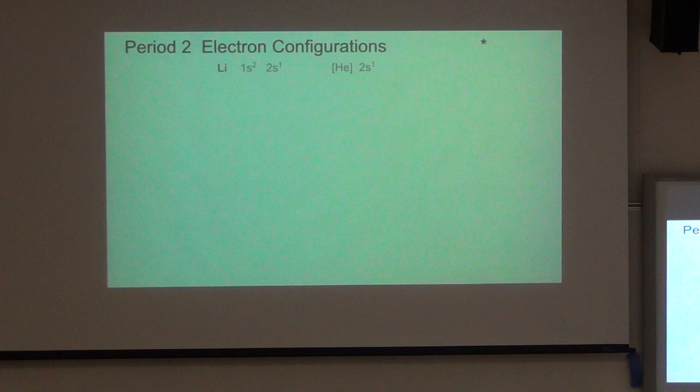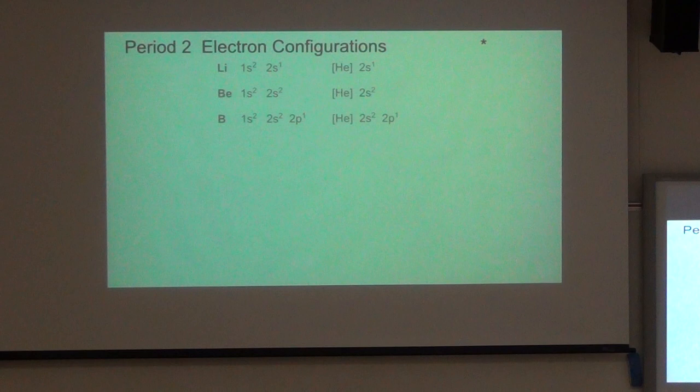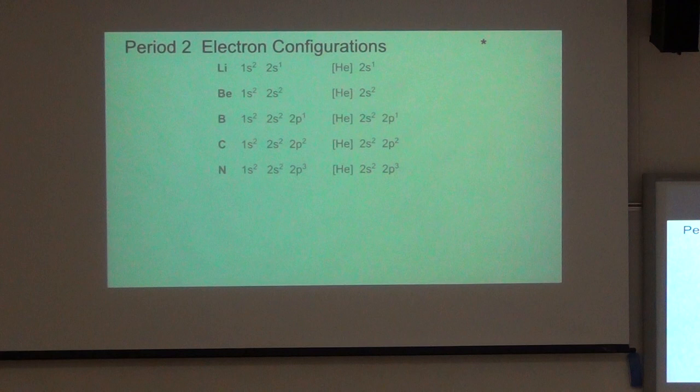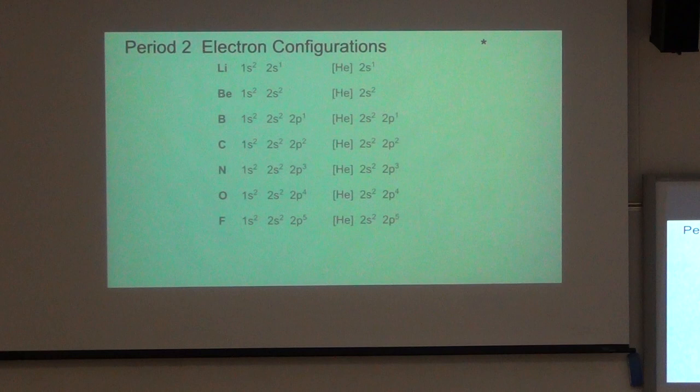Next element is beryllium. We just add an electron, 1s2, 2s2. Boron, we're adding another electron that goes into the p sublevel now. We've filled up the 2s, so now we go to the 2p. The rest of these are going across the period, just filling up the p's. So 2s2, 2p2, 2s2, 2p3, 2s2, 2p4, fluorine right at the end in the halogen group, 2s2, 2p5, and then of course we get to our noble gas, which in this case is neon. So 2s2, 2p6.